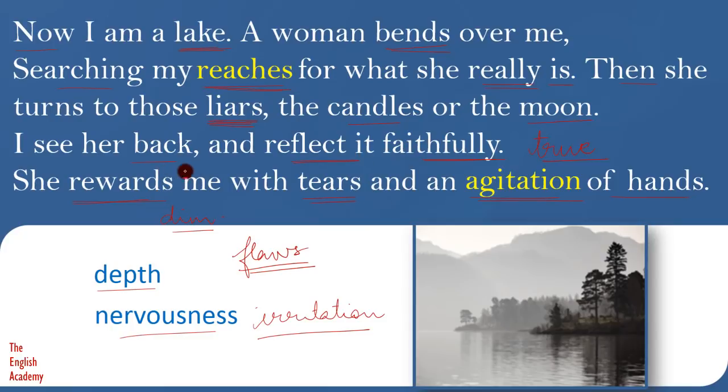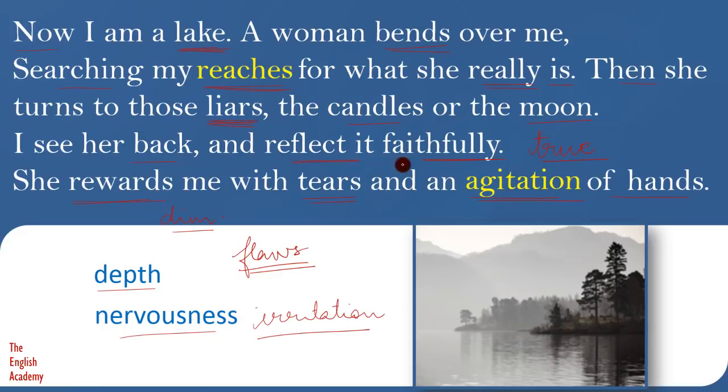So in this stanza, the mirror says that the mirror is also like a lake. The mirror has depth in it. The mirror says that a woman looks at herself very carefully in the mirror because she wants to identify the tiniest flaws in her appearance. But she is not very happy when she sees that she is not very perfect. And then she turns to the candlelight or the moonlight, which falsely praise the woman's beauty. And so the mirror says that they are liars.